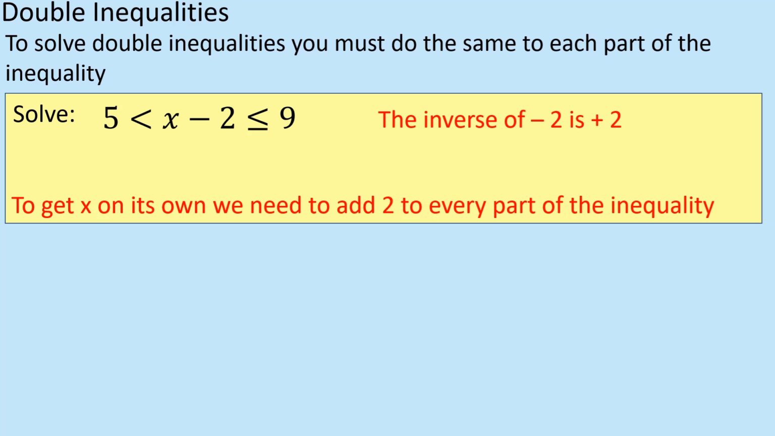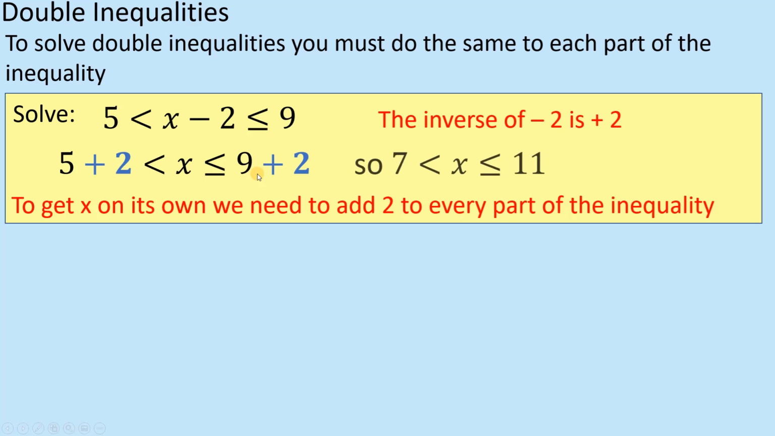So if I add 2 to the middle to get rid of the minus 2, then I have to add it to the two bits left and right as well. There you can see it. I've added 2 to the middle to get rid of the minus 2, and therefore I've added 2 to both of those as well. When I write that again, my x is between 7 and 11. When I've got a double inequality, you normally have an x in between two values. So you just treat the middle like you would any equation, but whatever you do to it, you have to do to both sides.